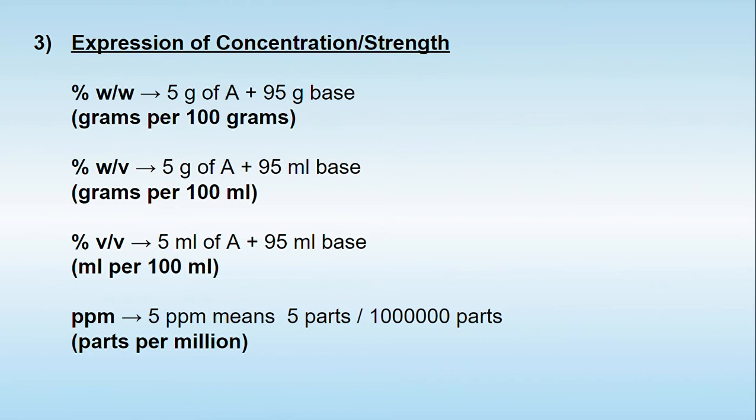Sometimes to express the concentration of an ion or an ionic solution, we use ppm, that's parts per million. 1 million is equal to 10 lakhs. If I want to write 1 million, it's very easy: put 1 in the front and 6 zeros at the back, or 1 followed by 6 zeros. So 5 ppm means 5 parts per 10 lakh parts.